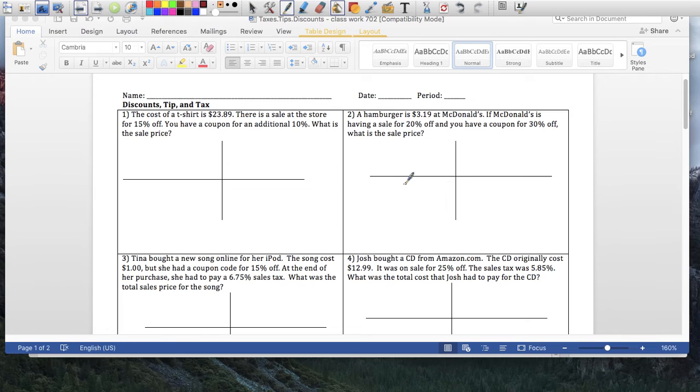Number 2, again, you have a hamburger that's $3.19. There's a sale for 20% off, and then you have a coupon for 30% off. So let's see how that works. So $3.19.